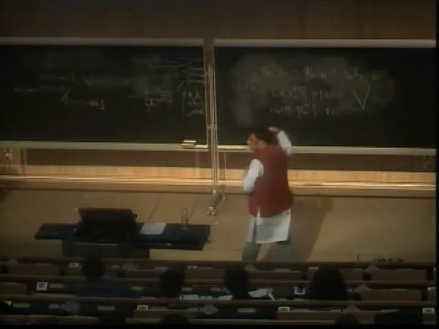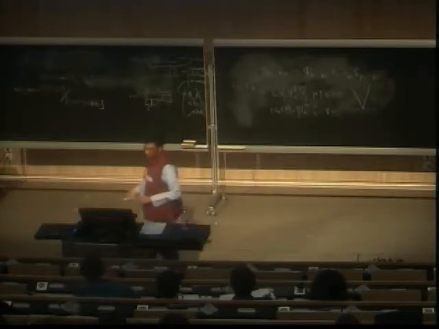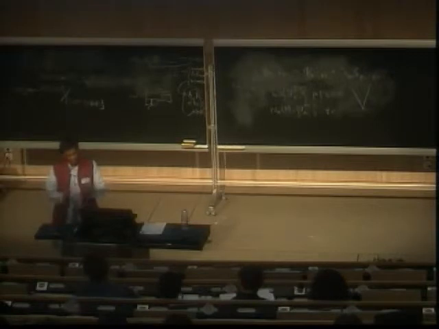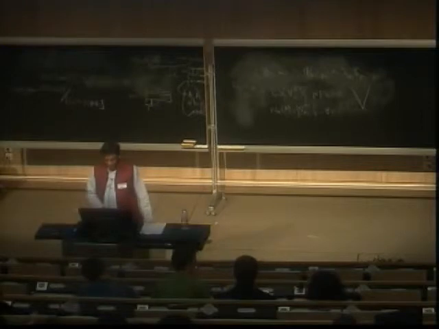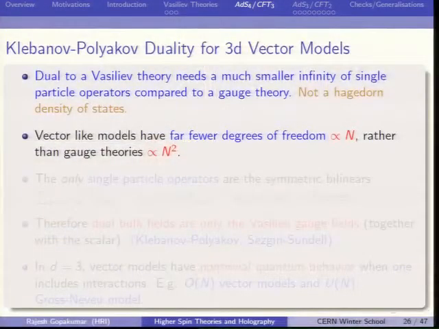So if we want a CFT dual to a Vasiliev theory, it must have a much smaller infinity of single particle operators, and vector-like models, in fact, have far fewer degrees of freedom. Vector theories, unlike gauge theories, which are matrix-valued theories, have degrees of freedom proportional to n, because they are the size of a vector, whereas gauge theories are proportional to n squared, which in the large n limit is a big difference.